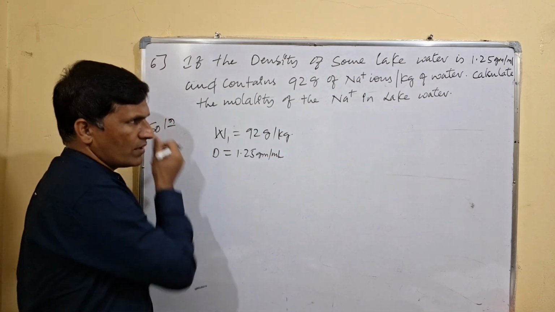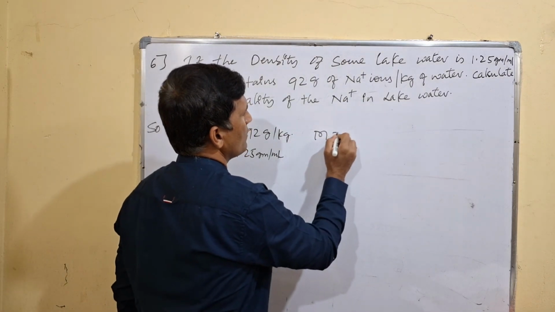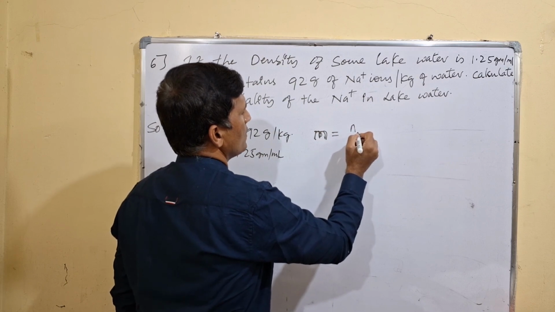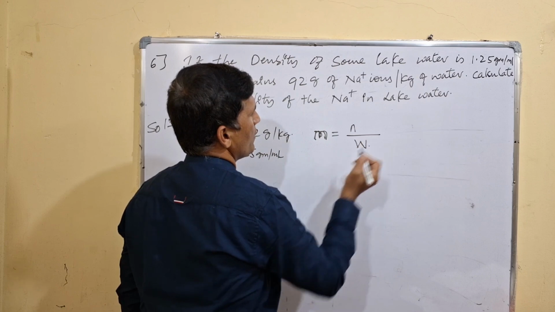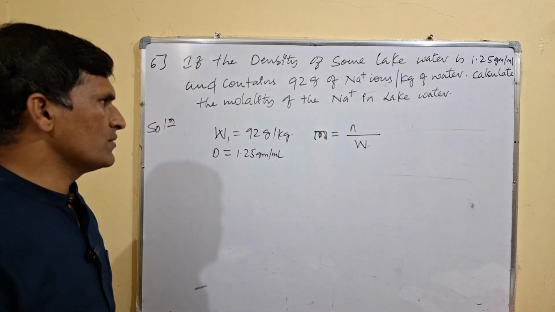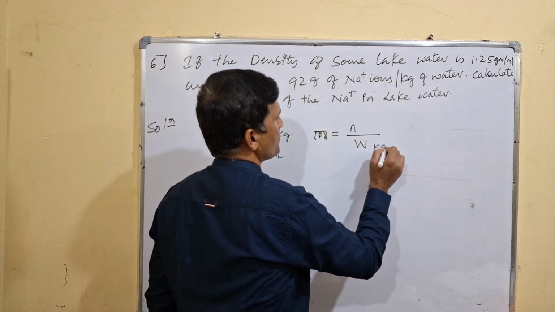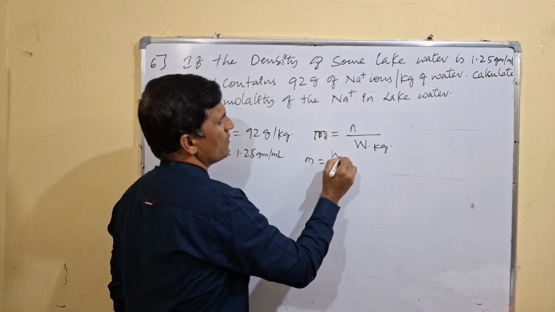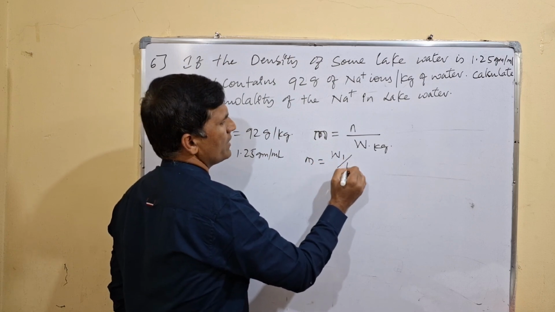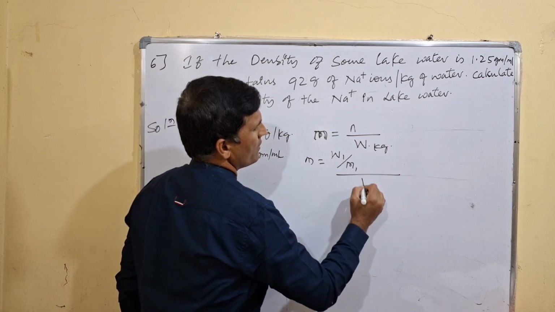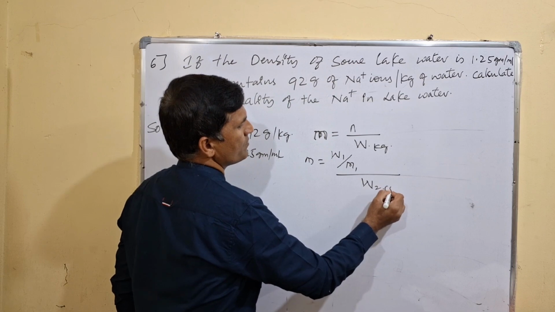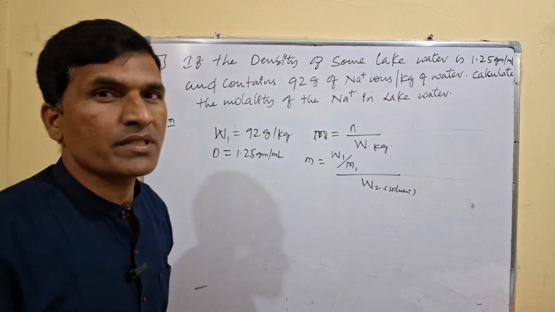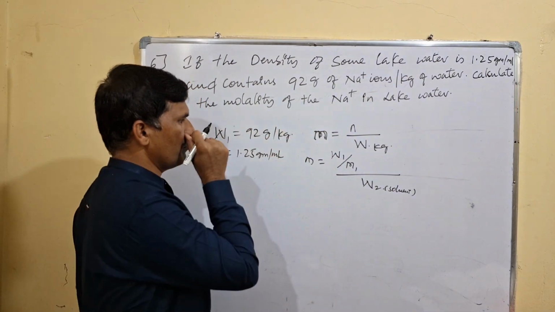So then we know the formula for molality. Already we have written molality, small m, is equal to number of moles of solute divided by weight of the solvent in kilograms. Number of moles of solute means weight of the solute divided by its molar mass, divided by weight of the solvent. Already it is given in terms of kg, no need to divide by 1000, as we have done in the previous example.